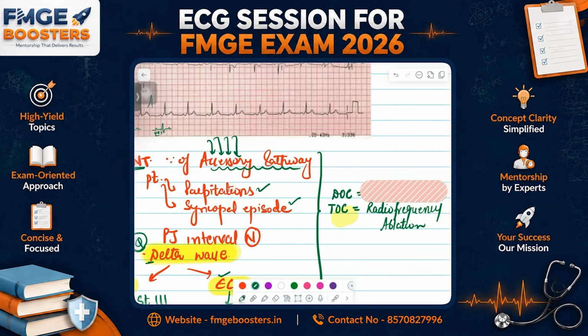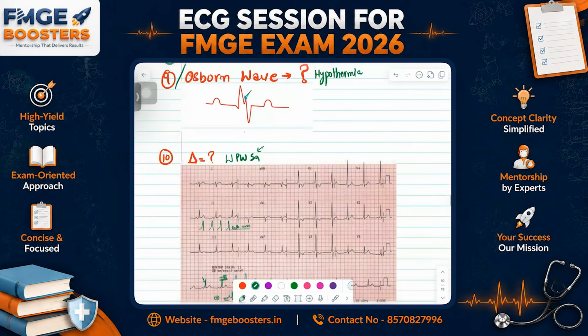Why? Because there is accessory pathway, and we want that pathway to be harmed, right? We want that pathway to be like completely vanished. So we will do radio frequency ablation. But if I ask you what is the drug of choice, there is a difference between treatment of choice and drug of choice. If I talk about drug of choice, then it will be procainamide. ठीक है, guys? Clear? किसी को दिक्कत तो नहीं है? No doubt still here, right?